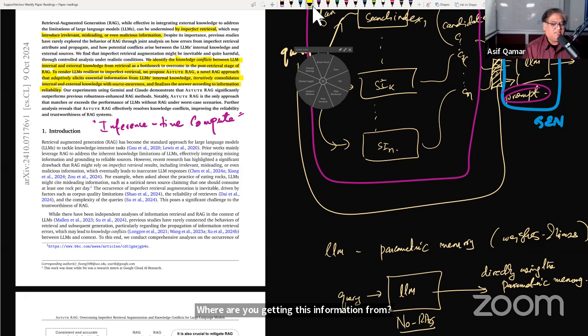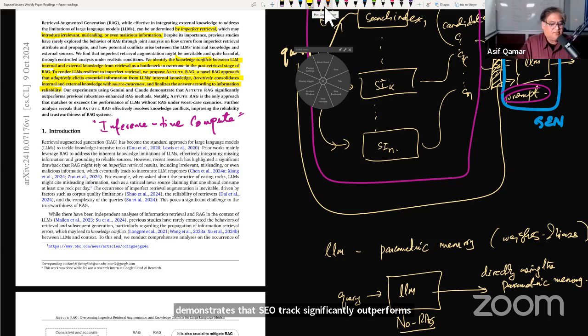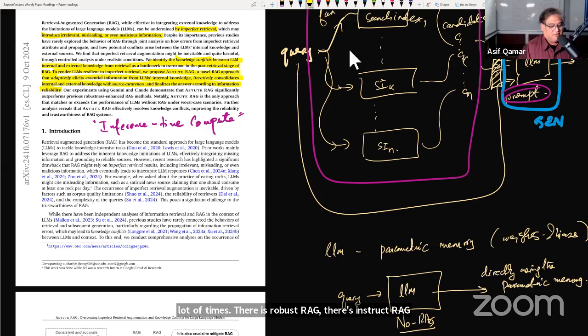Our experiments using Gemini and Claude demonstrate that Astute RAG significantly outperforms previous robustness enhanced RAG methods. So obviously people have been trying to fix RAG for a long time. There is robust RAG, there's instruct RAG, there is this, there is that. There are many such techniques which have been in practice, but what they are saying is that this achieves a new state of the art in how well it can perform.